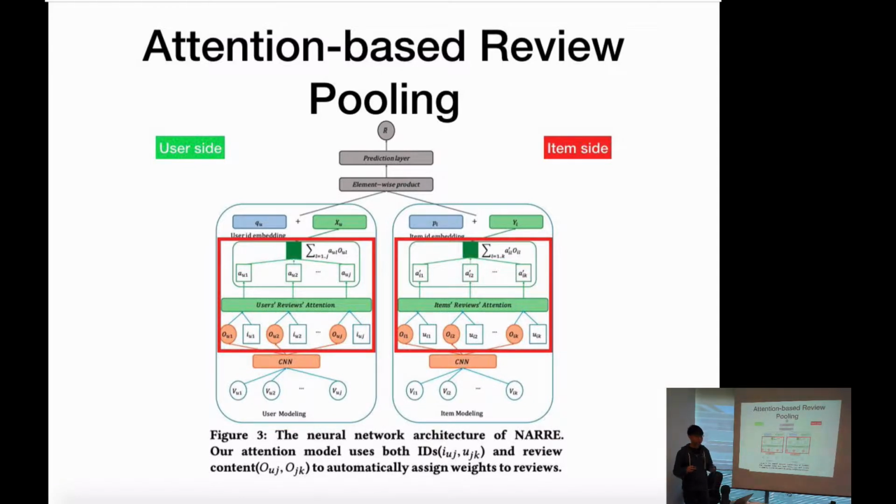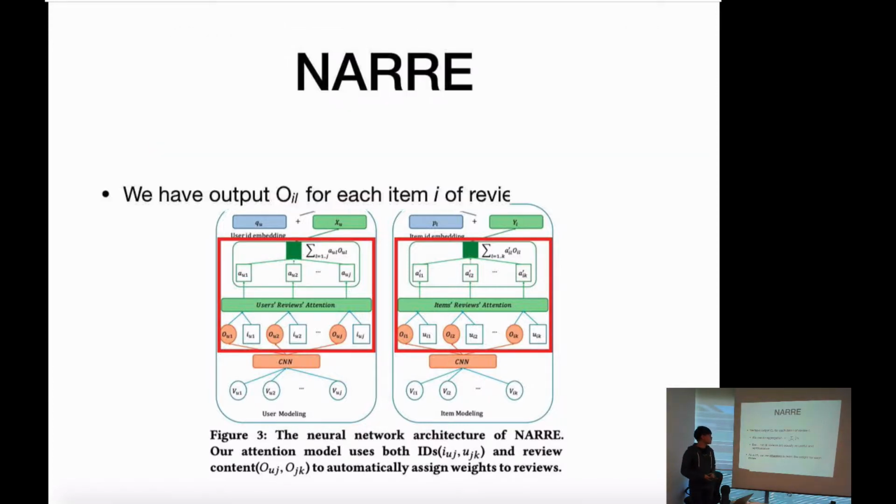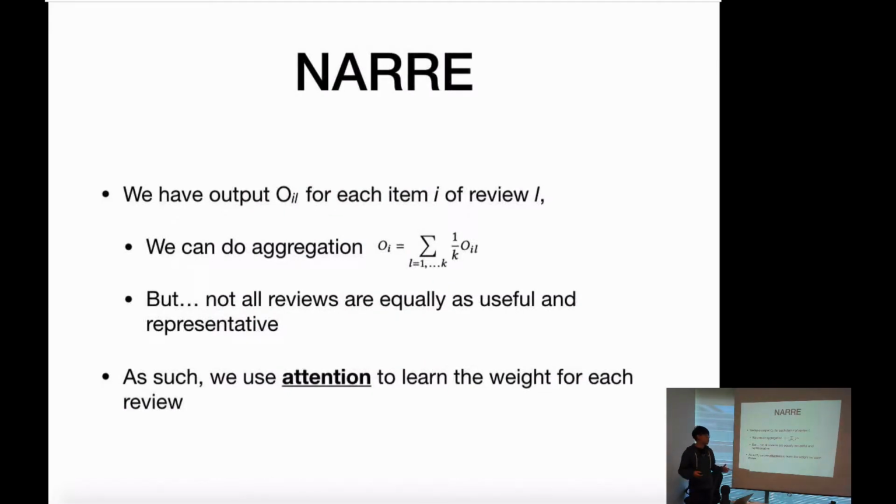So let's go into NARE. NARE has this additional component called attention-based review pooling. This helps to select the best reviews for the recommendation from the user and from the item. Now we want the output of all the reviews, O_il, for each item and each review. Then we can do an aggregation of these reviews. But not all reviews are as good, as useful, and as representative of the item or the user. So we try to use attention to pick the best reviews for them.